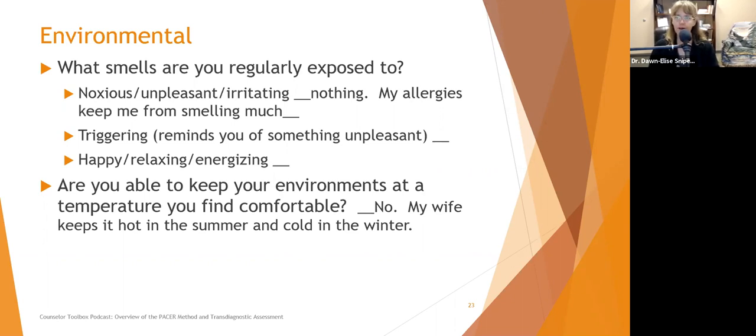Are you able to keep an environment at a temperature you find comfortable? No. My wife keeps it hot in the summer and cold in the winter. Okay. Well, we need to talk about that, but cold in the winter, obviously he can put on layers. Hot in the summer, he may want to try to negotiate something so he's less irritable, and we can talk about assertiveness skills and creating a win-win. Yes, it's going to cost a little more to keep the air conditioner down. However, you'll get the benefit of me being in a better mood, and I'll get the benefit of being in a better mood and not being hot. So there's your win-win. We will talk about assertiveness skills.